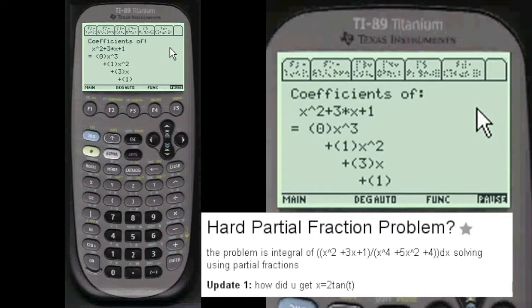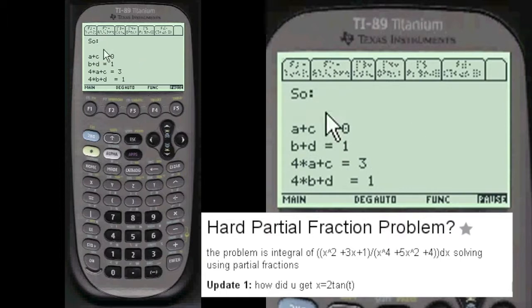Now we have to figure out the coefficients for this numerator. And since there's no x cubed, we have to put one in there, which is 0 times x cubed. And then we have 1 coefficient here, 3 coefficient here, and 1. So here we have 1, 3, and 1. So then, therefore, a plus c is equal to 0, b plus d equal to 1, 4a plus c is equal to 3, and 4b plus d is equal to 1.